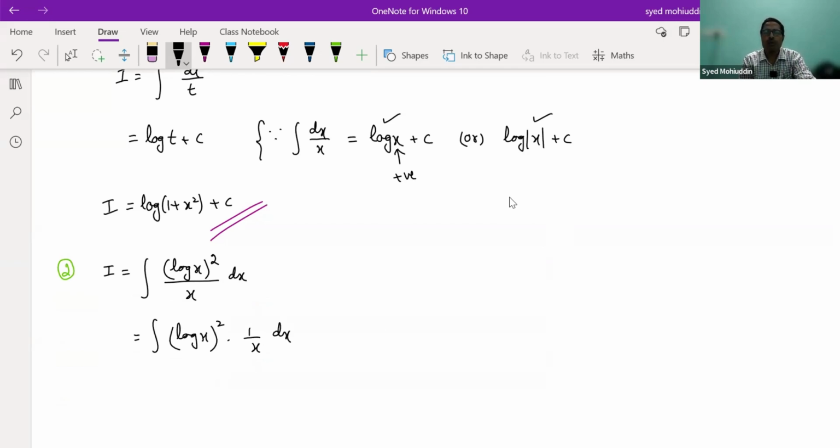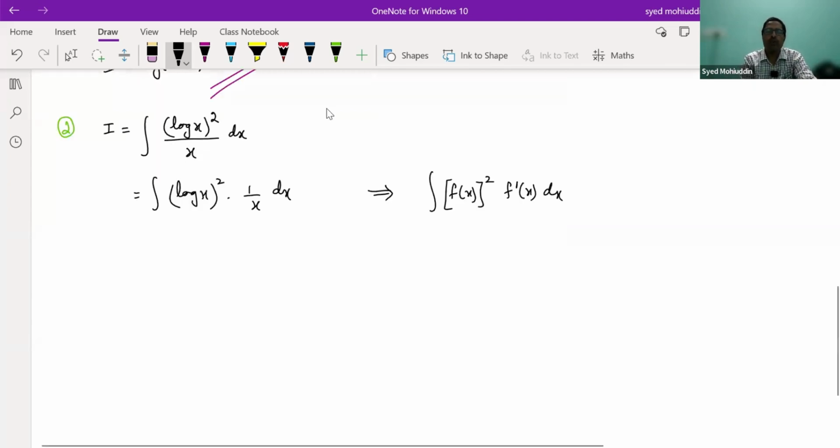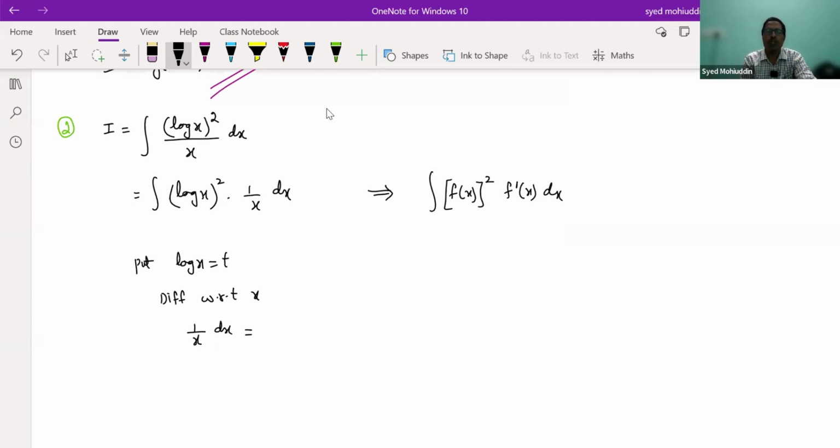So this becomes what form? Integral of (f of x) whole square into f dash of x into dx form. So now I have to put the value of log of x equal to t. Now try to differentiate this with respect to x. So the derivative of log of x will be 1 by x, and the derivative of t is dt, so 1 by x into dx is equal to dt.